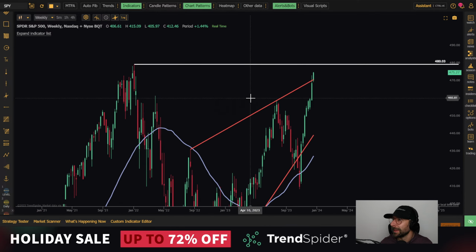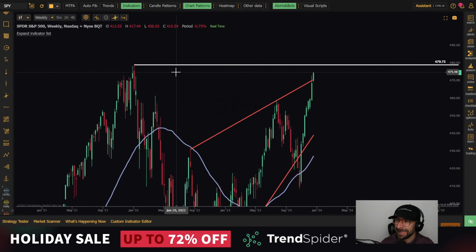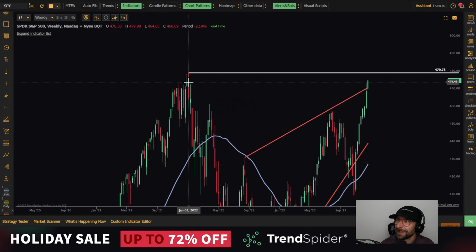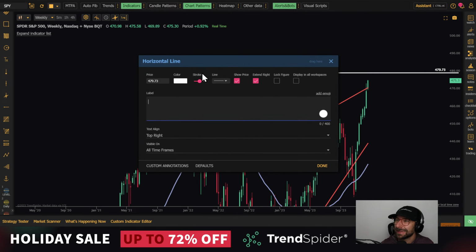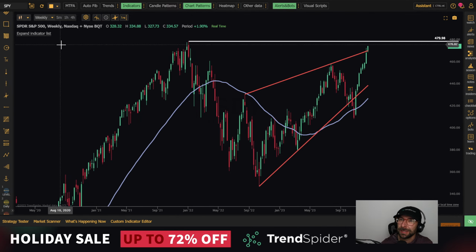480.03 is the level-ish for 479. I guess I could hover over this and see what's the high. 479.98. All right. So that is the spot to gain. You got to assume the Qs did it. You got to assume the SPY is going to probably do it here soon too.